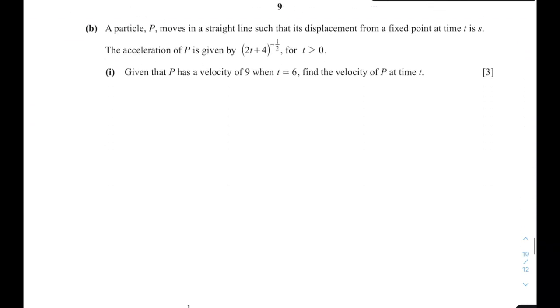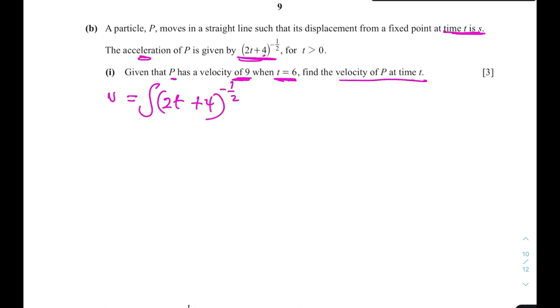All right. Then we are told that a particle P moves in a straight line such that its displacement from a fixed point is given, okay, the acceleration is actually giving us this. Okay, so given that P has a velocity of 9 when t is this, we should find the velocity at time t. So they want us to integrate the acceleration. So velocity is going to be the integral of (2t plus 4) to the power negative half, dt.